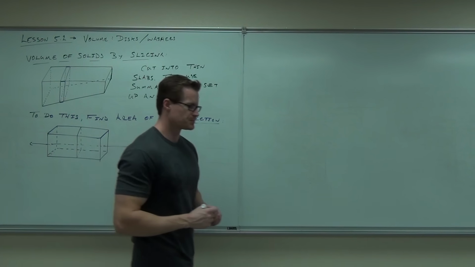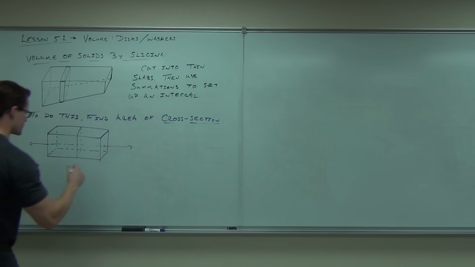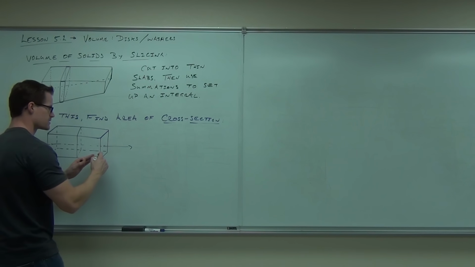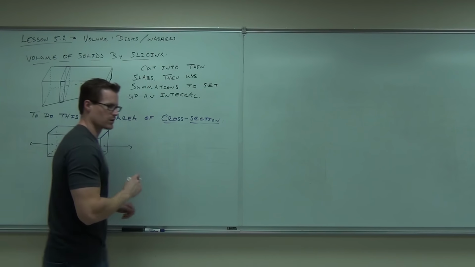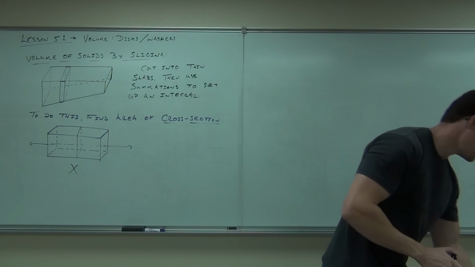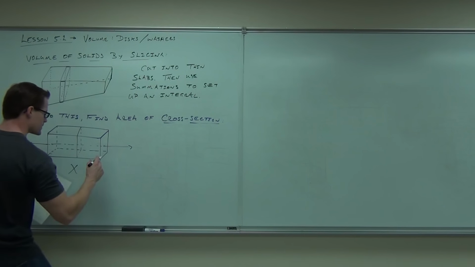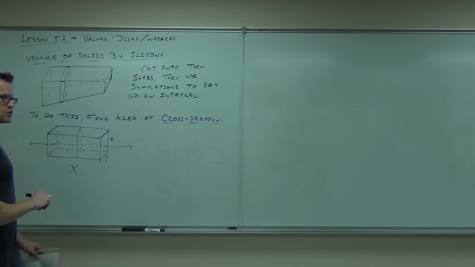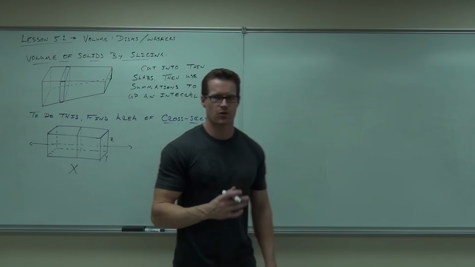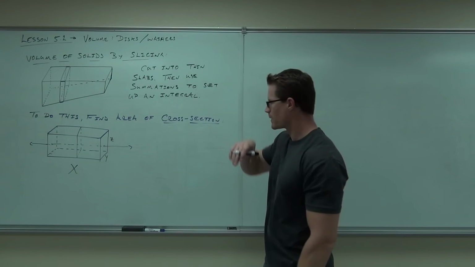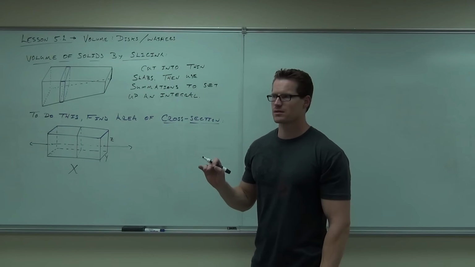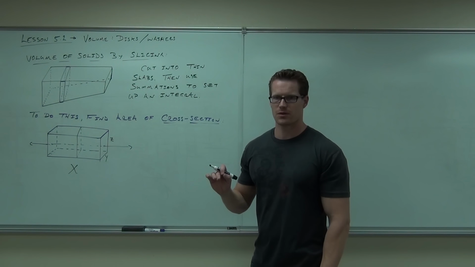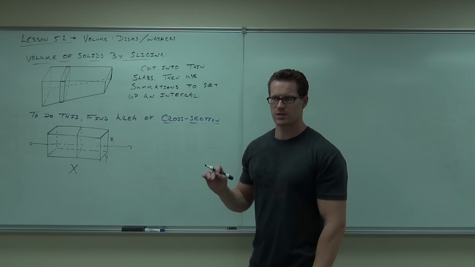Now tell me something. If this distance is x, on the x-axis, and this distance is y, and this is z, could you find the surface area of the cross-section? Would it have anything to do with x? What would it have to do with? Y and Z. Just Y and Z for the cross-section.